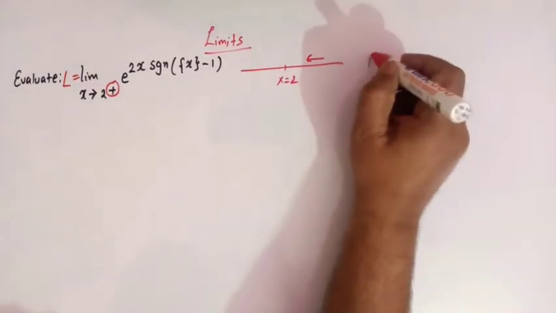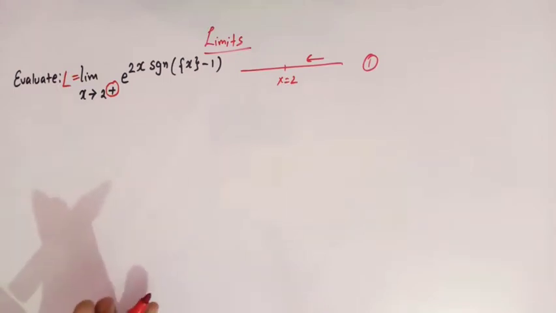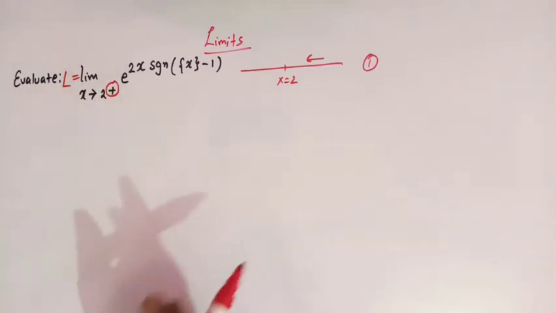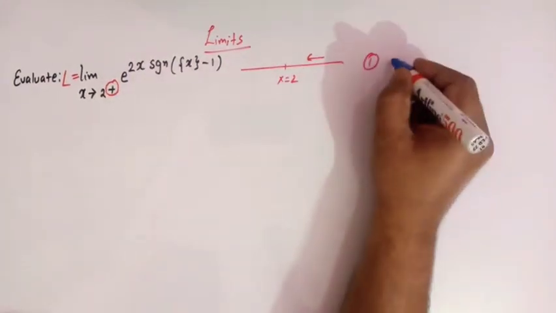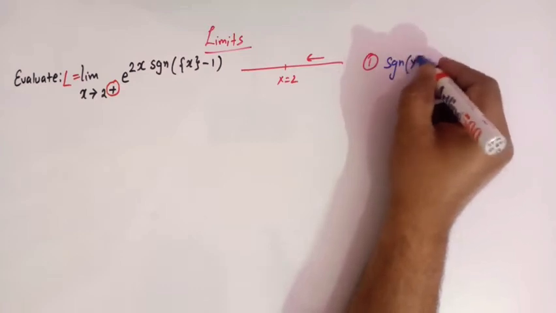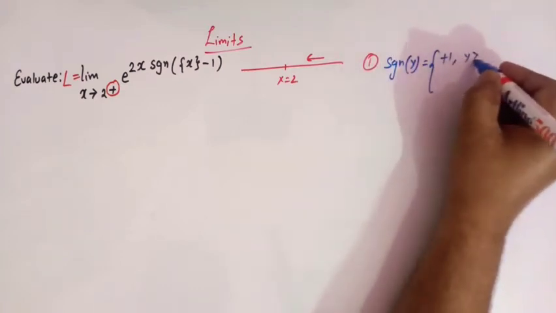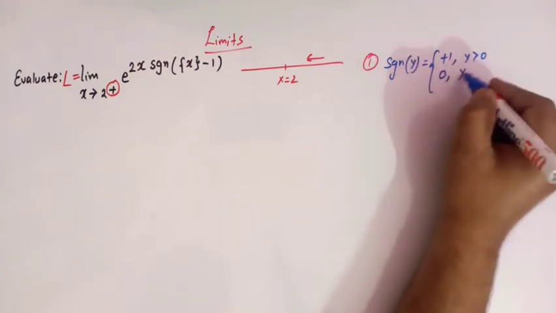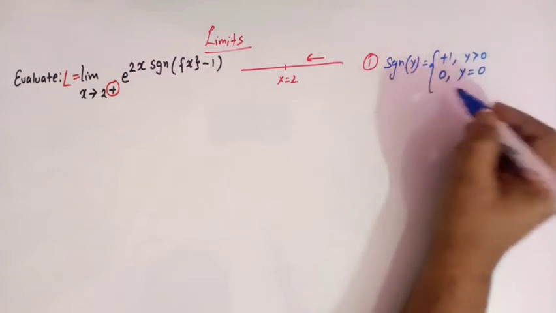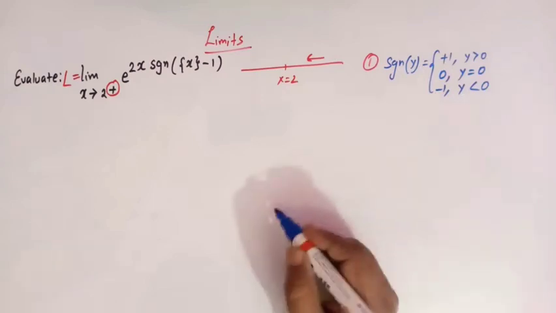So let us first take the definition of signum function and fractional part function before proceeding further. Now see, we know the definition of signum function, that is signum of y is equal to plus 1 whenever y is greater than 0, and signum of y is equal to 0 when y is 0, and signum of y is equal to negative 1 when y is less than 0, right?